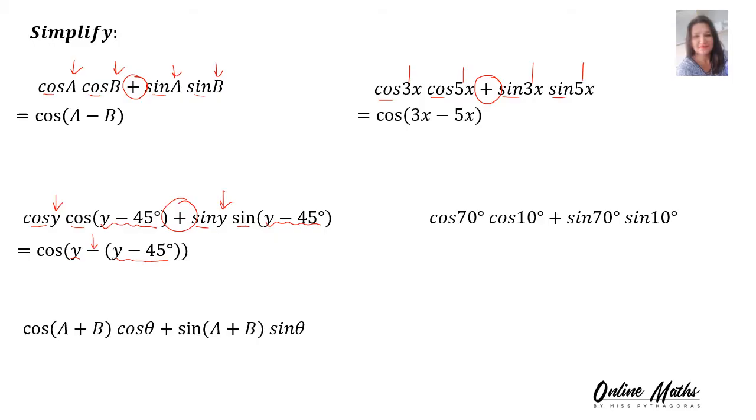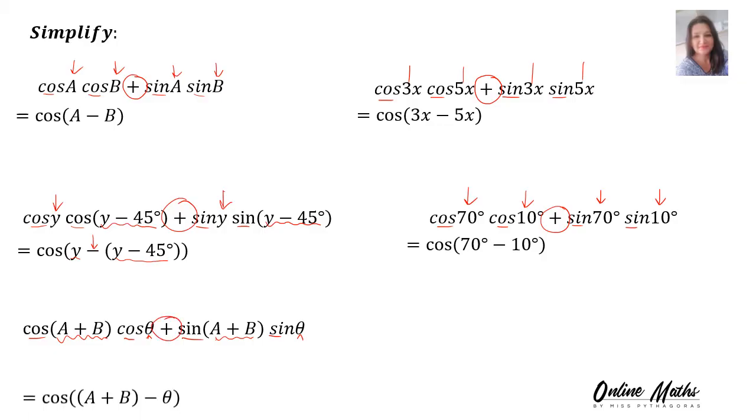The next one, let's recognize the pattern. Cos, cos, sin, sin. Angles have to be the same. 70, 10, 70, 10 with a plus separating them. So that one is cos 70 minus 10. And then the last one, let's recognize the pattern. Cos, cos, sin, sin. Angles have to be the same. A plus B, theta, A plus B, theta with a plus separating them. So therefore, it's cos of the first angle A plus B, minus theta.